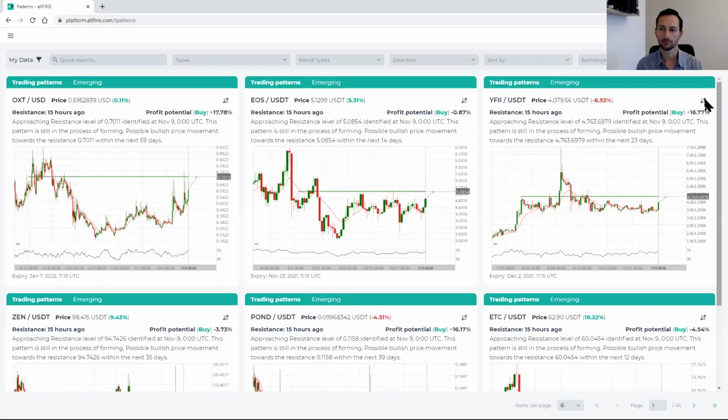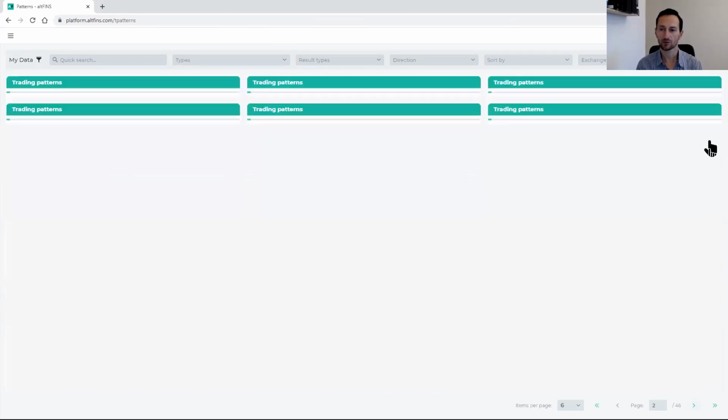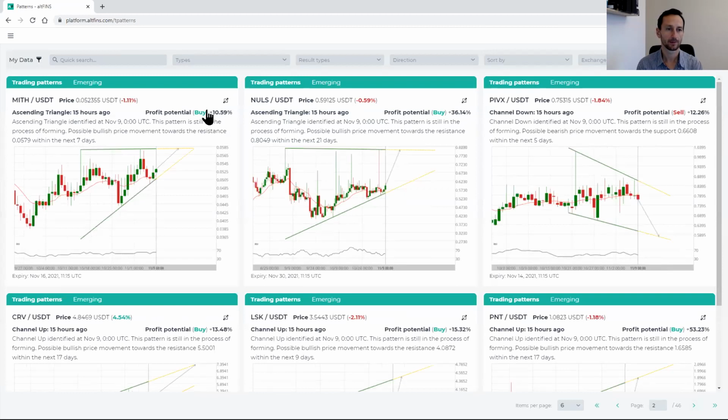Now, some traders prefer to wait for 1 or 2 candles to see, especially with breakouts, if it's a real breakout or a fake out. And we'll get to that in a minute. But getting back to the patterns here, we've looked at emerging, right? And if I go to the next page, we're going to see some breakouts perhaps.